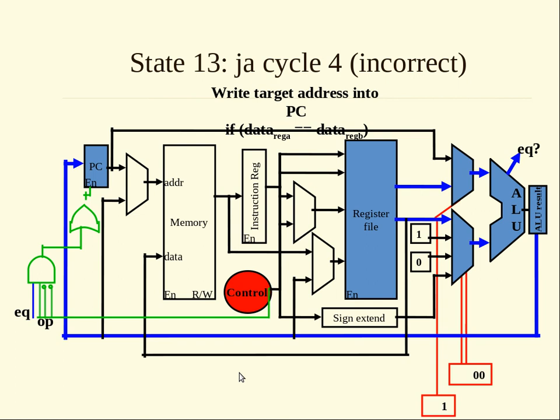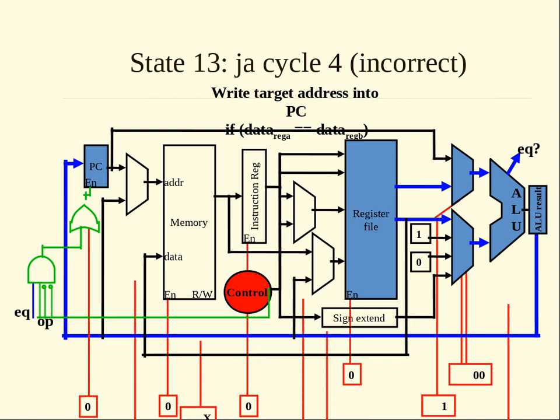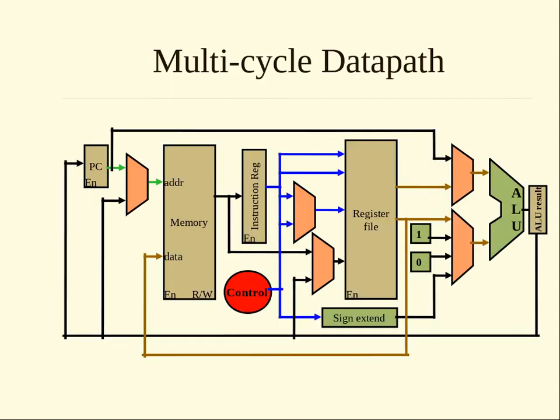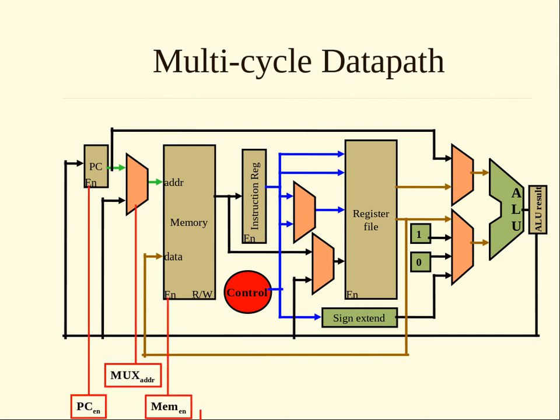I am skipping through this pretty quickly because we are not going to implement multi-cycle in Verilog, but we do need to talk about multi-cycle for the next step of the process to make any sense. Alright, there we go. Okay, we could do jump and link or CMove. Unfortunately, due to the way CSU has done things this semester, we're going to skip those two instructions. And that is our multi-cycle data path.